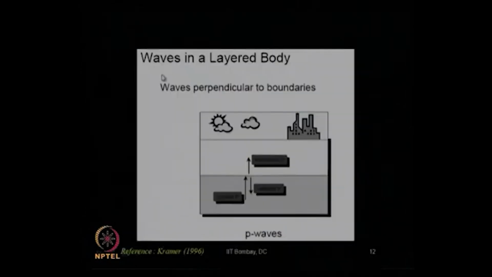Now, let us talk about waves traveling in a layered body. Waves perpendicular to the boundaries will obviously also get transmitted as a perpendicular wave, isn't it? Because the incident wave comes back as a reflected wave, and the transmitted wave is also perpendicular like this. So, this is for the P wave, that is, the incident P wave will have components like a reflected P wave and a transmitted P wave.